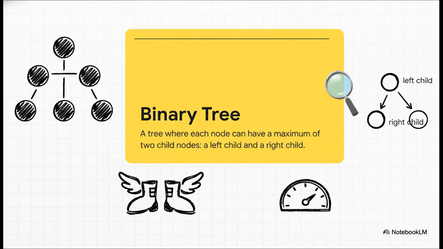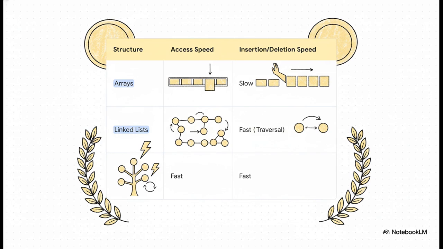Now, this might sound like a limitation, right? But it's actually a brilliant move that opens the door to incredible speed and efficiency. And here's why that's so important. It all comes down to solving a classic problem in computer science. Just look at this showdown. You've got arrays. They're super fast for grabbing something if you know its exact position. But adding or removing an item, it's a total pain because you have to shift everything else around.